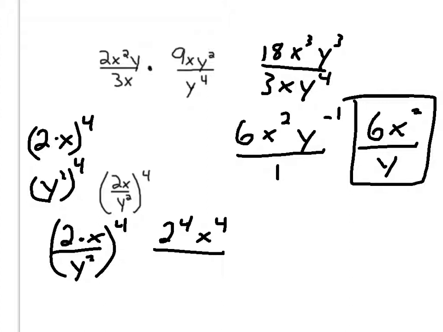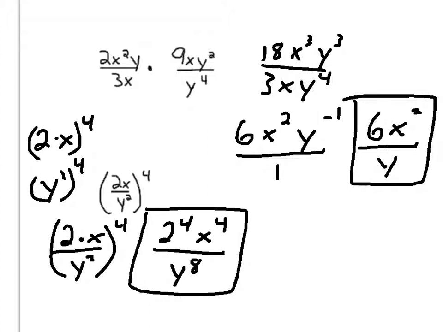Now remember, when it looks like this is where we multiply the exponents, and we're going to get y to the 8th. So we got 2 to the 4th times x to the 4th over y to the 8th. And since they're all different bases, there's no simplifying that can happen here, and I am done.